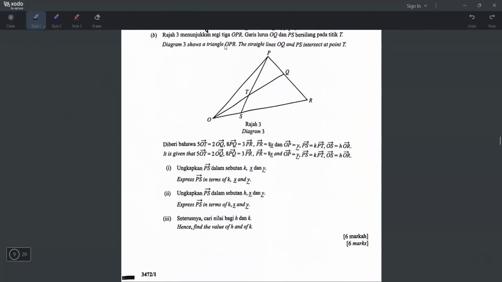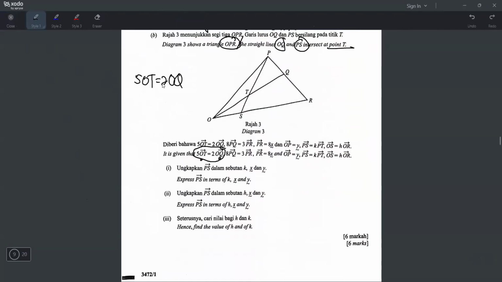Let's read. Diagram 3 shows a triangle OPR. The straight lines OQ and PS intersect at T. Nothing important here. Let's see what they give here. Given that 5 OT equals 2 OQ. This information is trying to tell us the ratio for OT to OQ. But many students are not good at reading this. They are actually trying to give us a ratio.